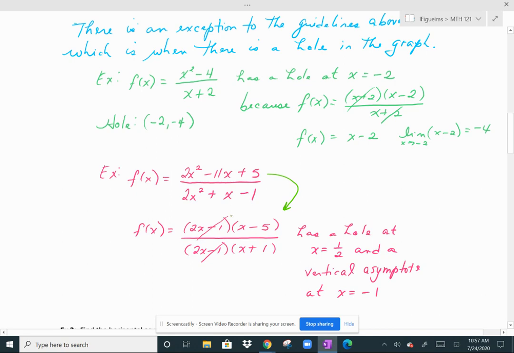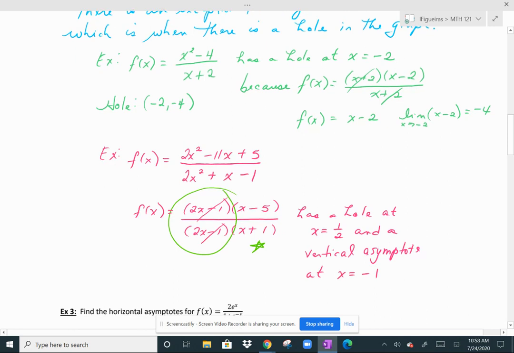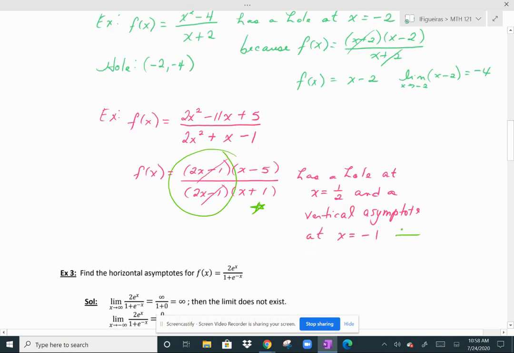And so again, at that expression that they have in common, that's where your hole exists. If you were to solve 2x minus 1, that means that it has a hole at 1/2. And the factor that's left is this one. And so therefore then there is a vertical asymptote at negative 1. And if you needed to know where the hole is, so if you were graphing, it would be helpful to know that, you would plug in that 1/2 into what's left.